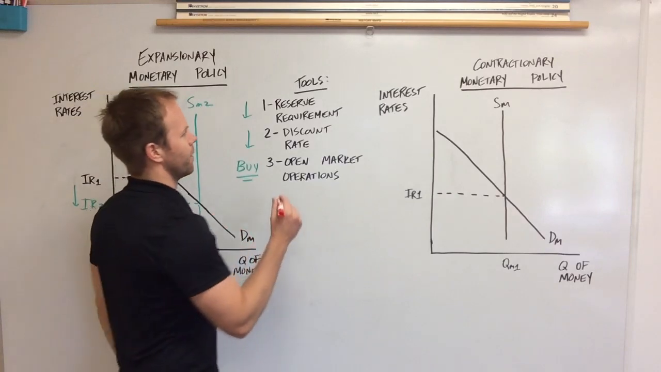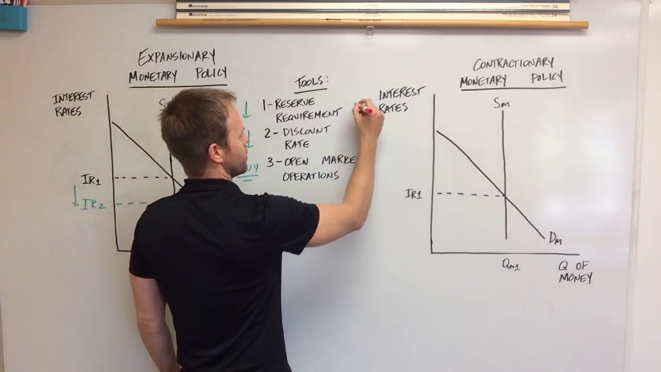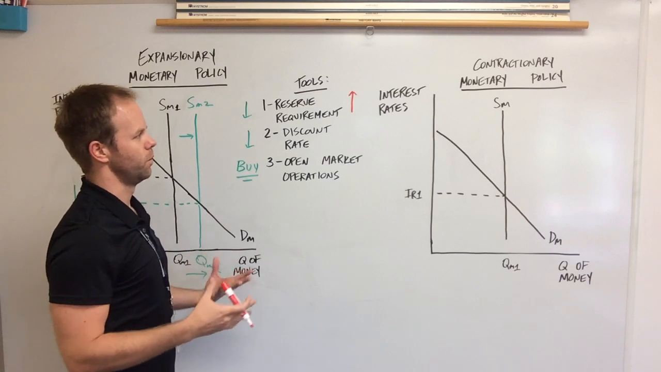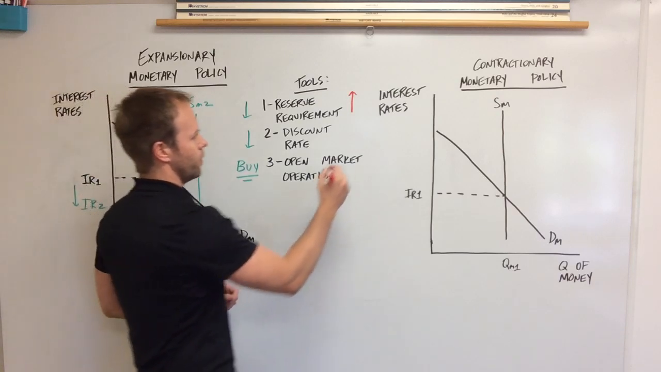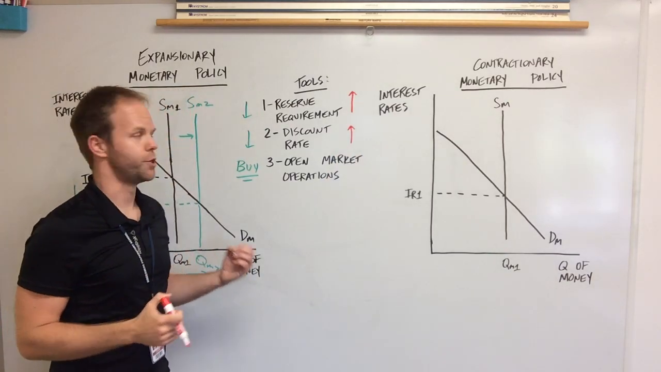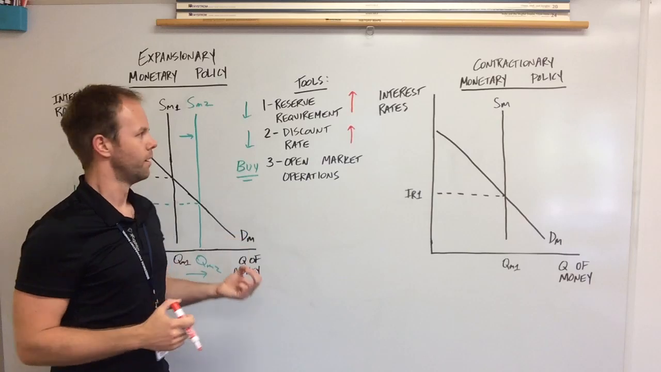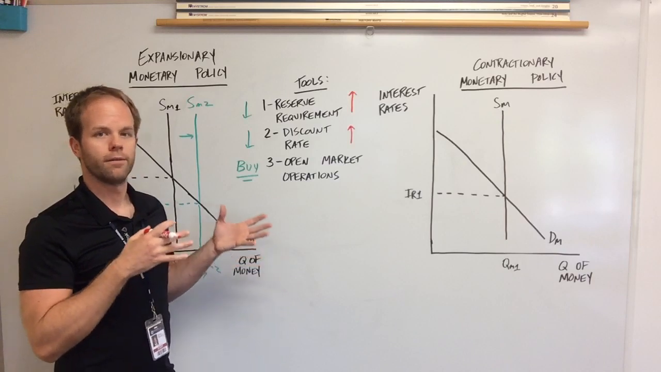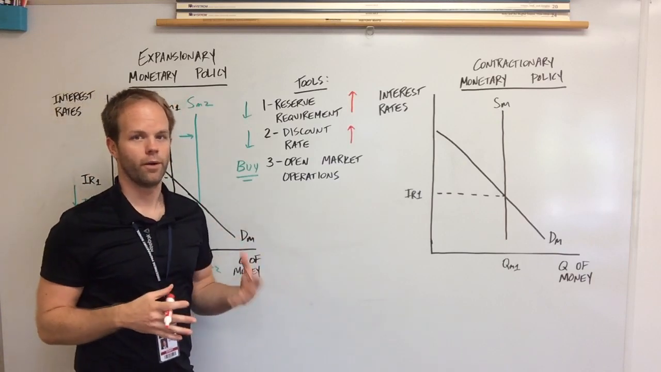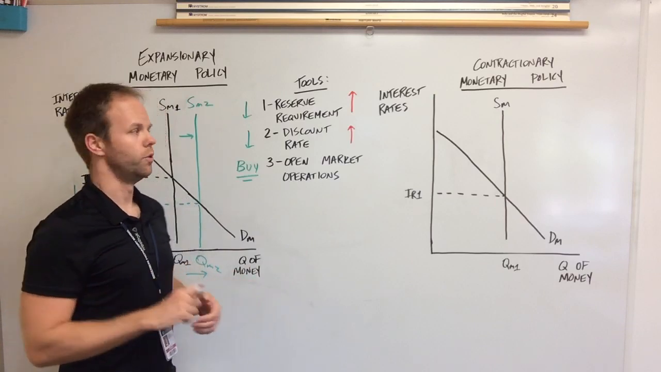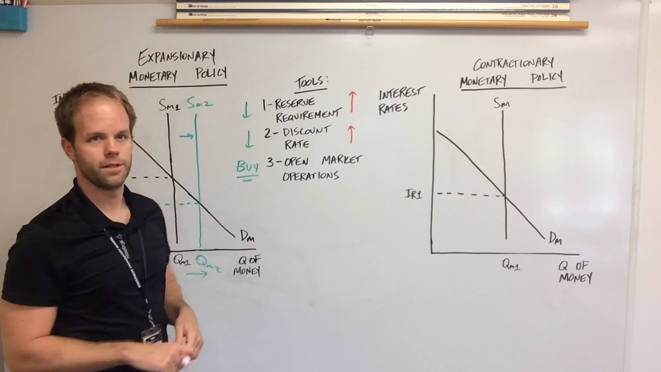I just realized I didn't draw this correctly. So the reserve requirement would go up. Okay. The discount rate would also go up, as in, the central bank would charge more money to commercial banks for borrowing money from the central bank. Okay, so commercial banks would then, of course, borrow less, which means they would have less to loan out to people who make up the demand for money.